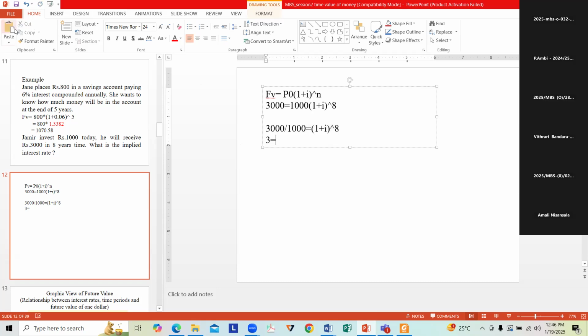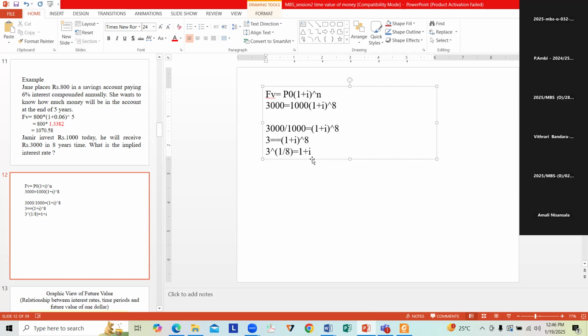Then what is the meaning of this actually? You can write 3 power 1 divided by 8, equal to 1 plus I. Now you can actually solve this, right? Easily, everyone can understand. You can see this is power 8. How do we bring it here? 3 power 1 over 8. So mathematically, that is the solving method.